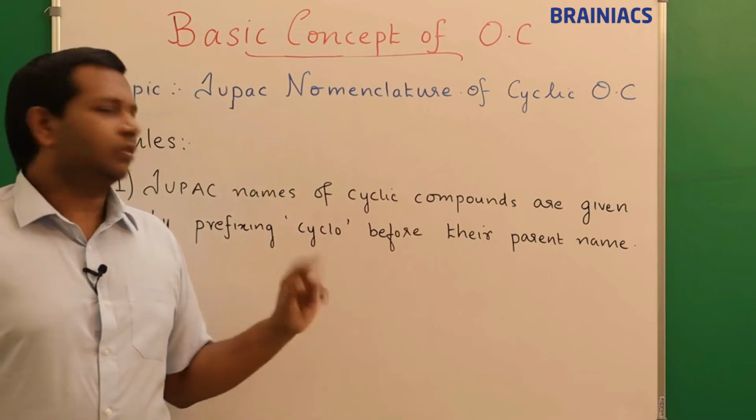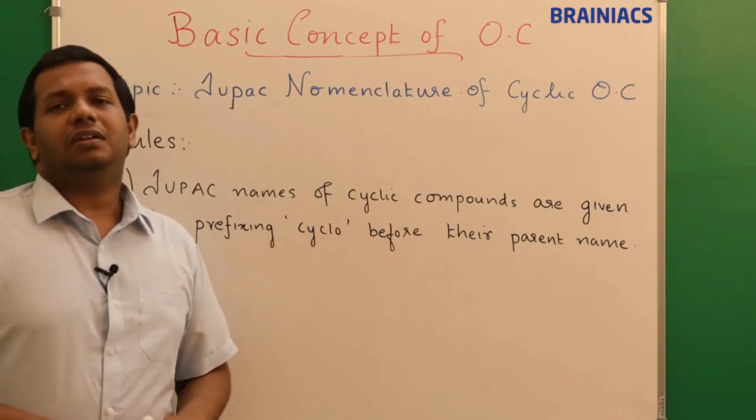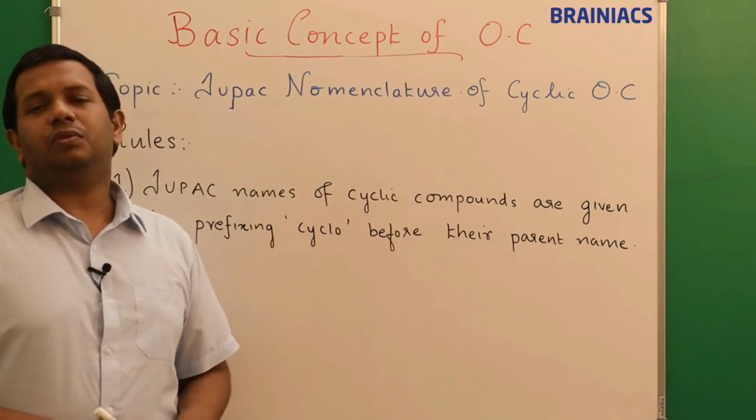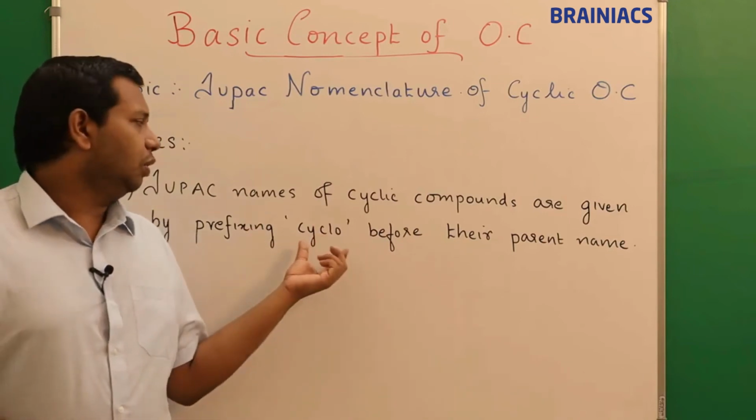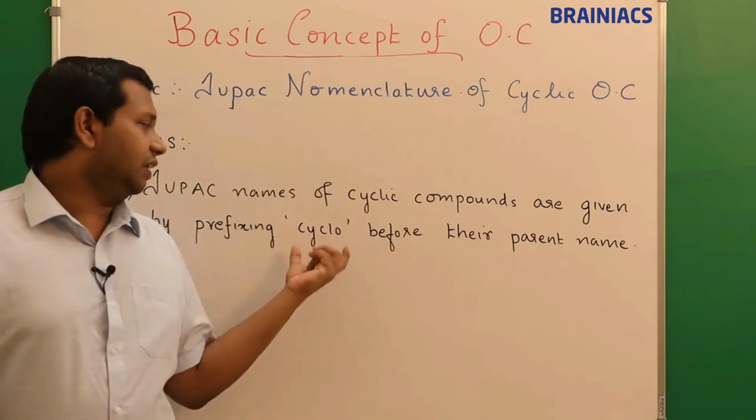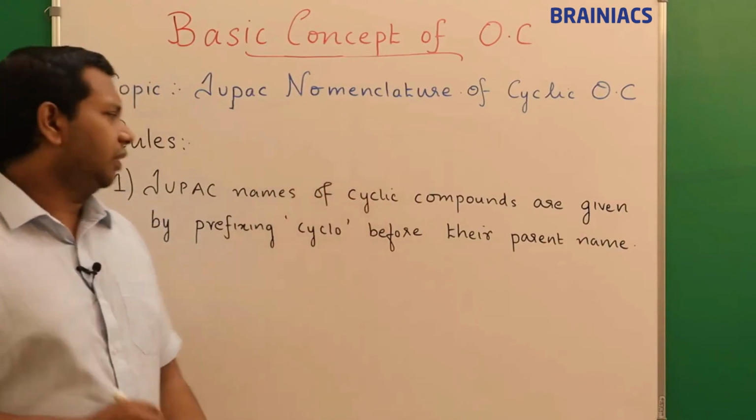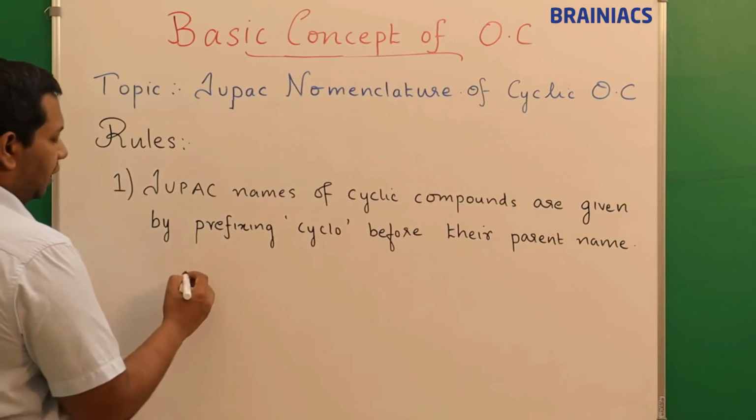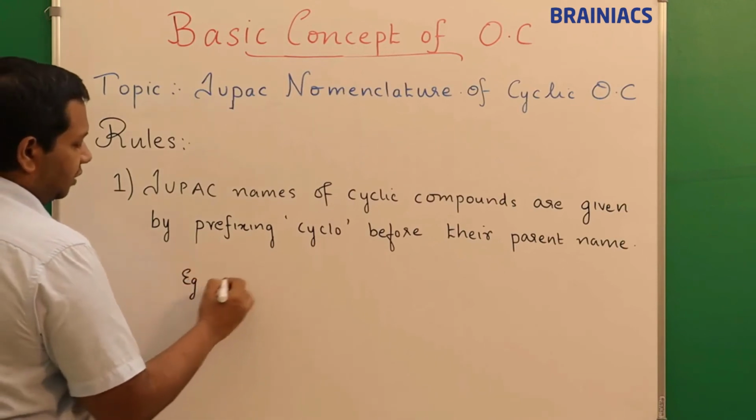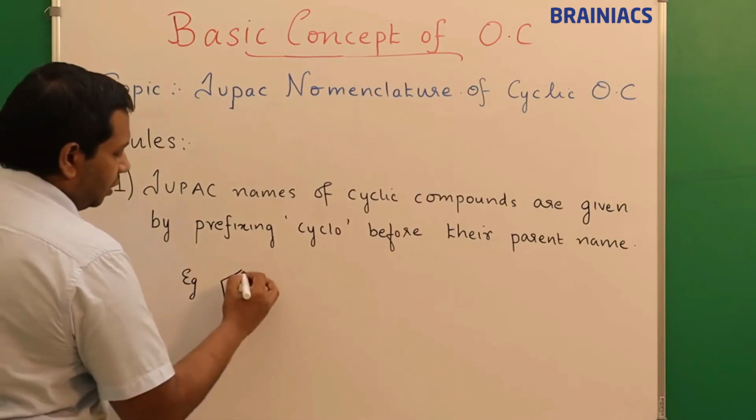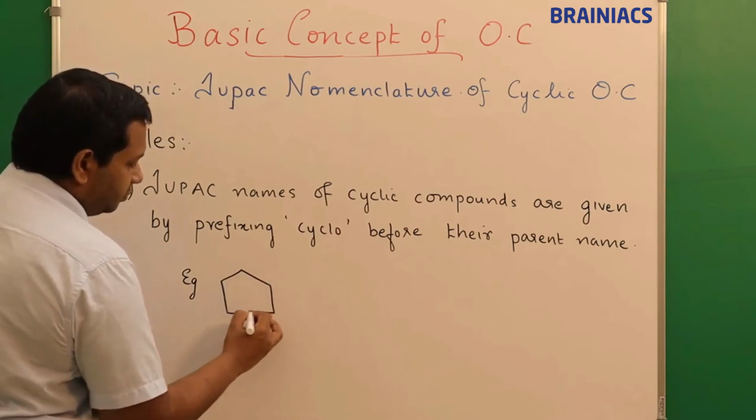So we already know this. Cyclo is what actually? It is a primary prefix, correct? So we know that before the word root we need to add a primary prefix, that is cyclo. So they have given it directly as a rule. Okay. So let's see some examples. So let us take this one. I hope you could see.